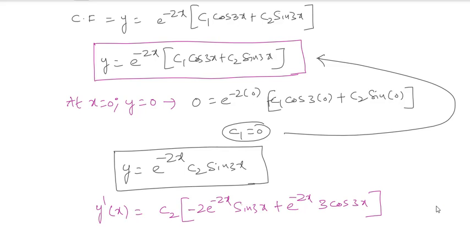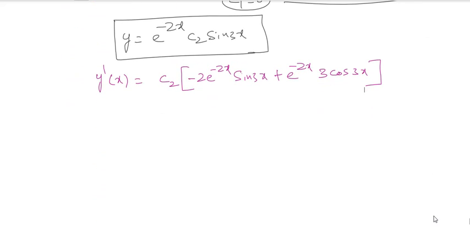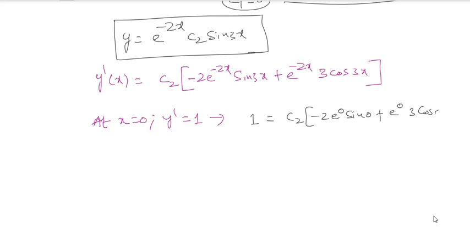The condition they made here is y'(0) = 1. That means at x = 0, the value of y' is 1. So substitute: 1 = c2 [−2 e^0 sin 0 + e^0 · 3 cos 0]. Cos 0 is 1, and sin 0 is 0. Hence your c2 value will be 1/3.